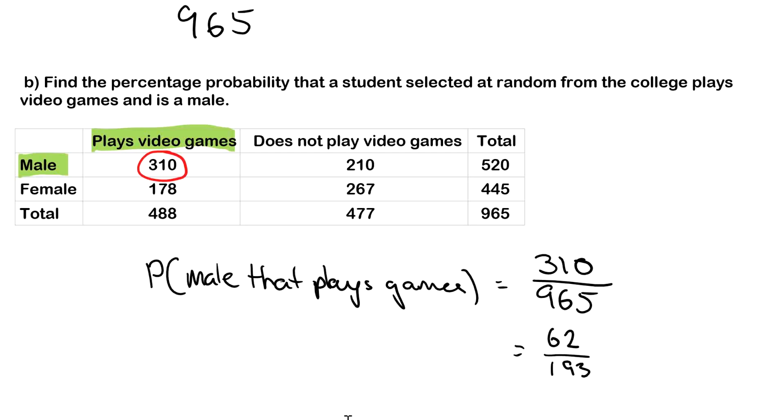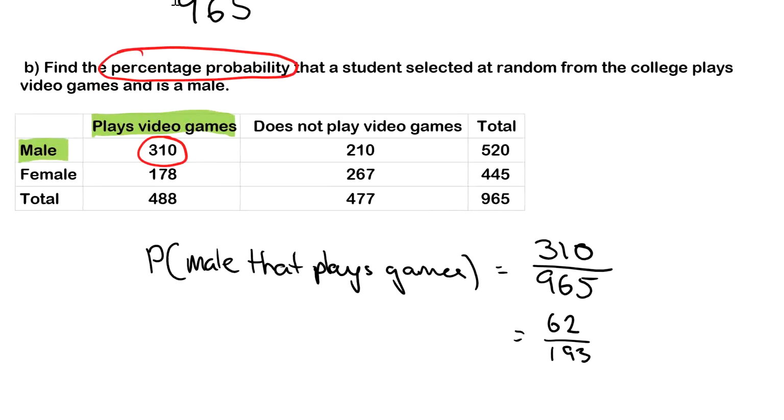The question did ask, though, for the percentage probability. So before we move on, we're not finished. We need to make sure we multiply our fraction by 100 to convert it to a percentage. If we do that, we get 32%, if I round to the whole number.